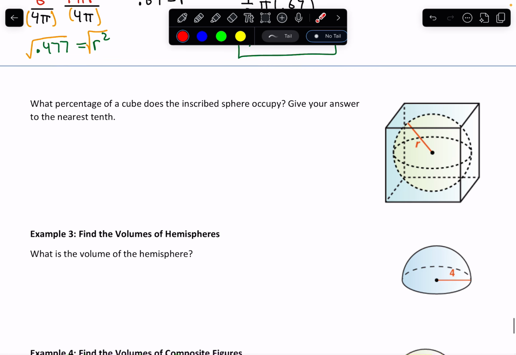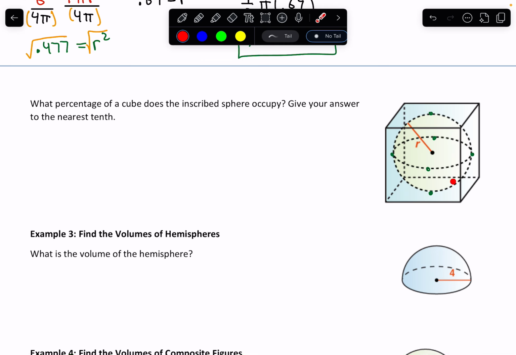On the next page, we've just got some problem solving to do with our sphere formulas. So this is an interesting problem. What percentage of a cube does the inscribed sphere occupy? So by inscribed sphere, they mean that this sphere touches the edges of this cube all the way around. So it's inscribed. Every single face is touched by that sphere. So we want to figure out how much extra space is there in this cube, right? Maybe this is a magic 8-ball in a box that's being packaged.